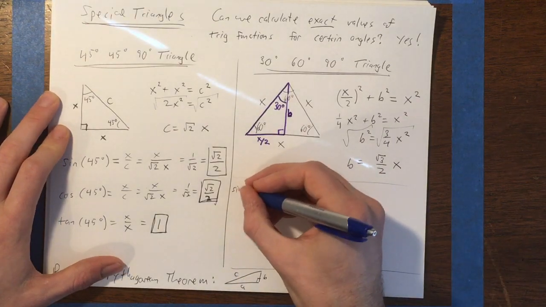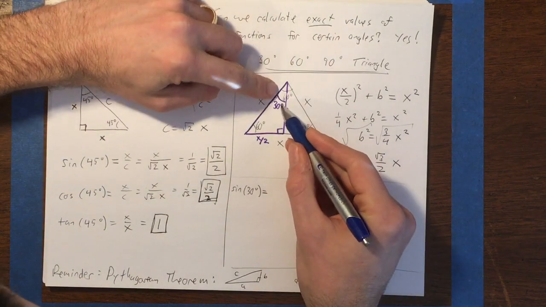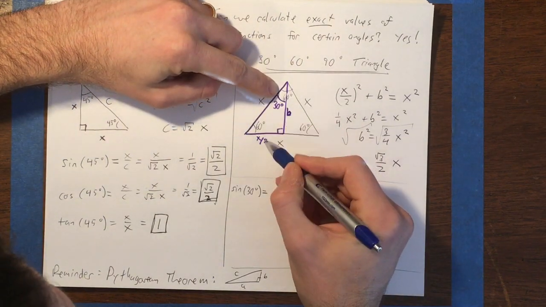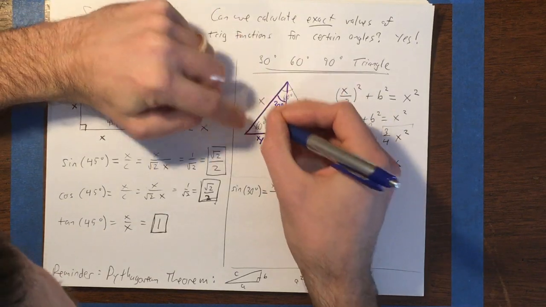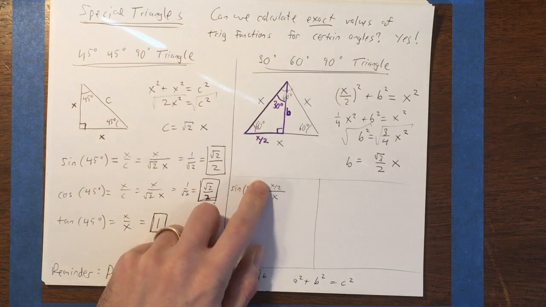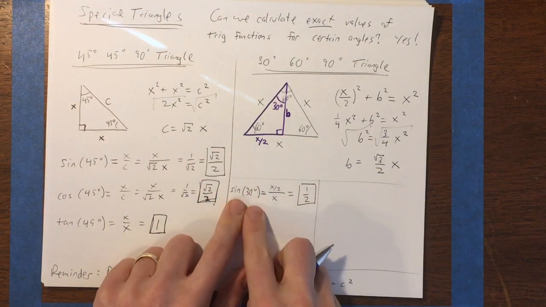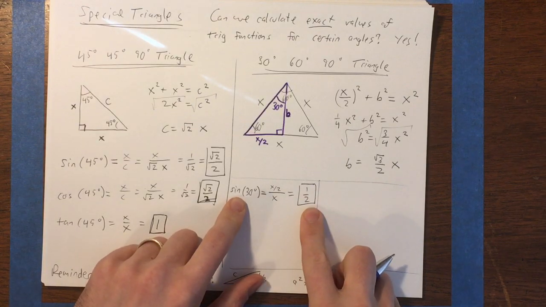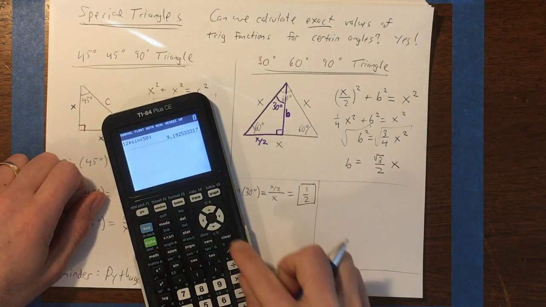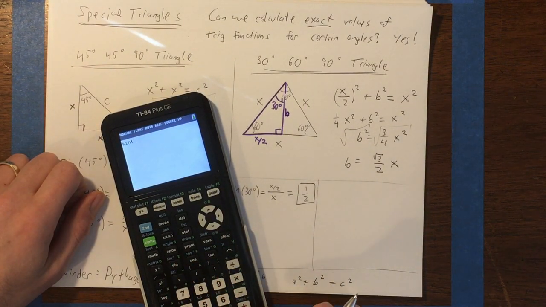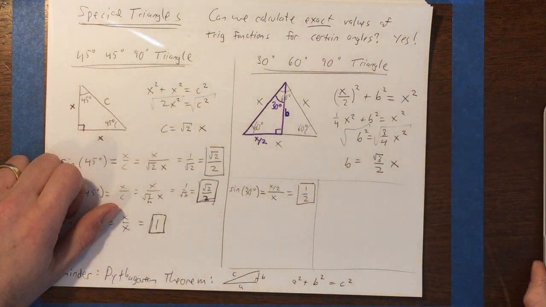So now we can do things like, let's do the sine of 30 degrees. 30 degrees is this angle on the top. So from the top, opposite is going to be the x over 2, and hypotenuse is going to be x. So x over 2 divided by x simplifies to 1/2. So the sine of 30 degrees is actually equal to 1/2, exactly. And you can check that on a calculator, by the way. If you're in degree mode, which we currently are, you can do sine of 30, 0.5, exactly.